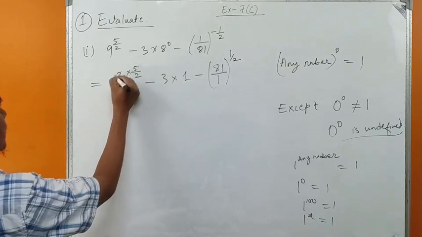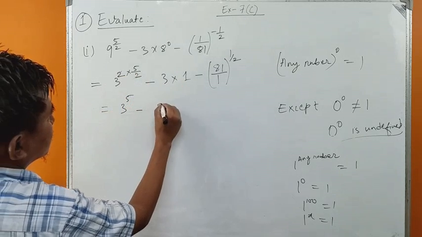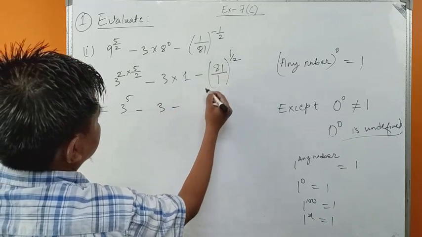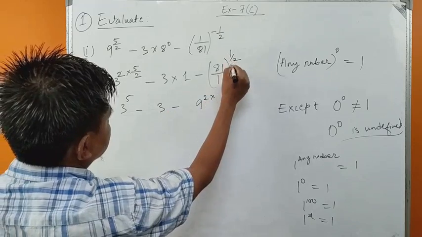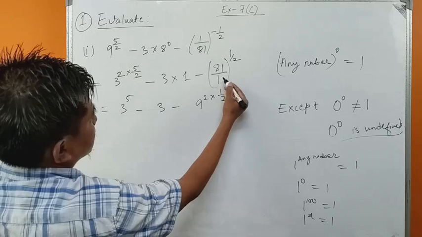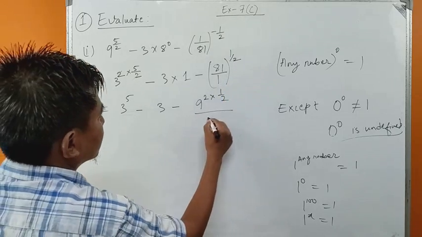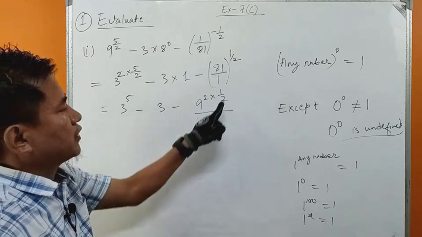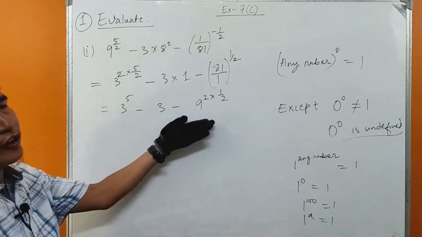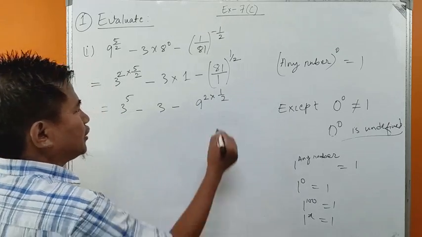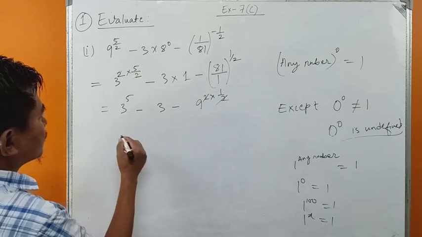Now this 2 and 2 can be cancelled, so 3 to the power 5 minus 3 ones are 3 minus 81 means 9 squared, isn't it? 9 squared is 81, to the power 1 by 2. So 1 to the power 1 by 2 is 1. Every number has 1 in the denominator, so we don't need to write 1 here. This 2 is in the numerator and this 2 is in the denominator, so they cancel.